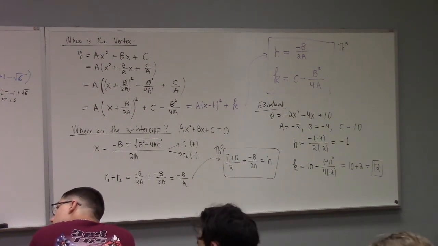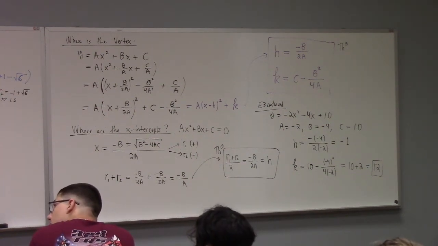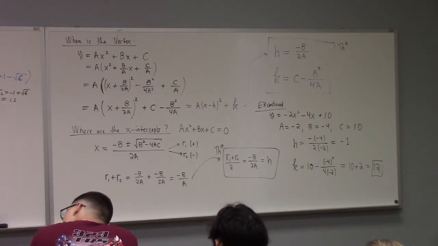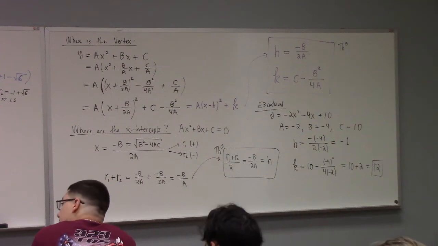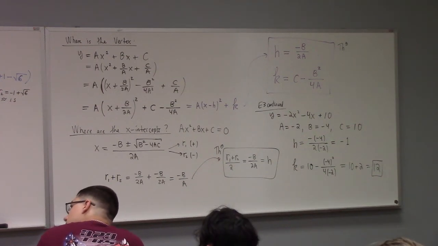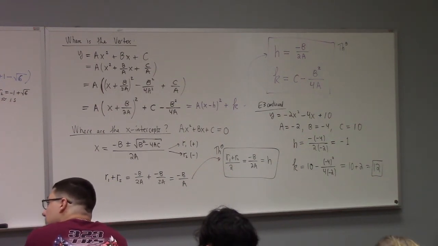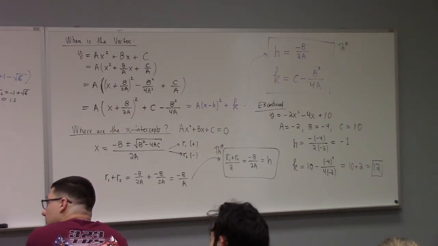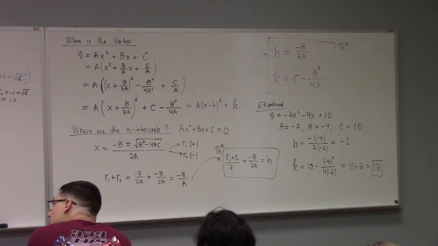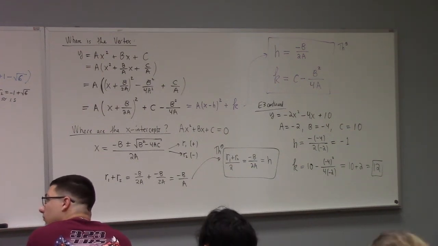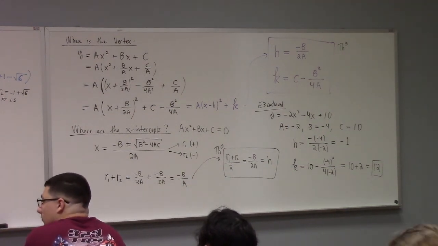So we've got a vertex at minus 2, 1, and it doesn't have an x-intercept, it's up here. Roughly speaking, this thing looks something like this. All right.